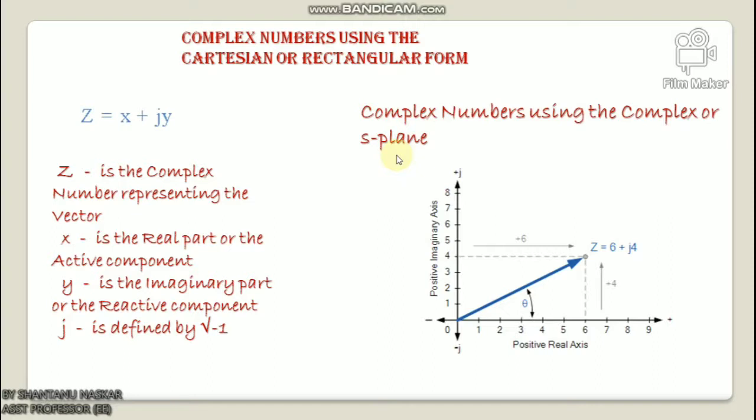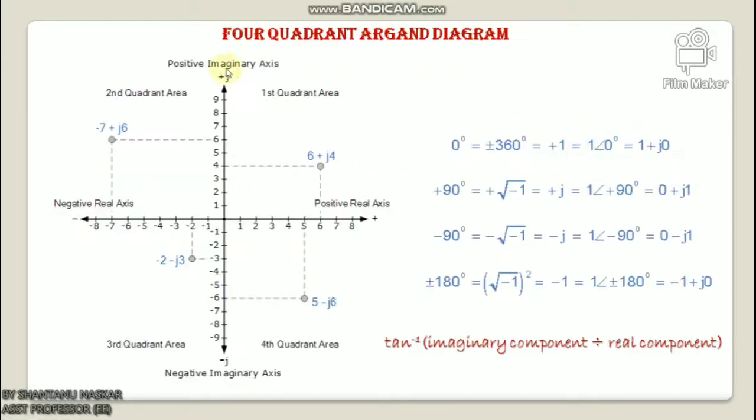Both the real and imaginary parts of a complex number in rectangular form can be either a positive number or a negative number. Then both the real and imaginary axes must also extend in both the positive and negative directions. These then produce a complex plane with 4 quadrants called an Argand diagram. So let us discuss the 4 quadrant Argand diagram.